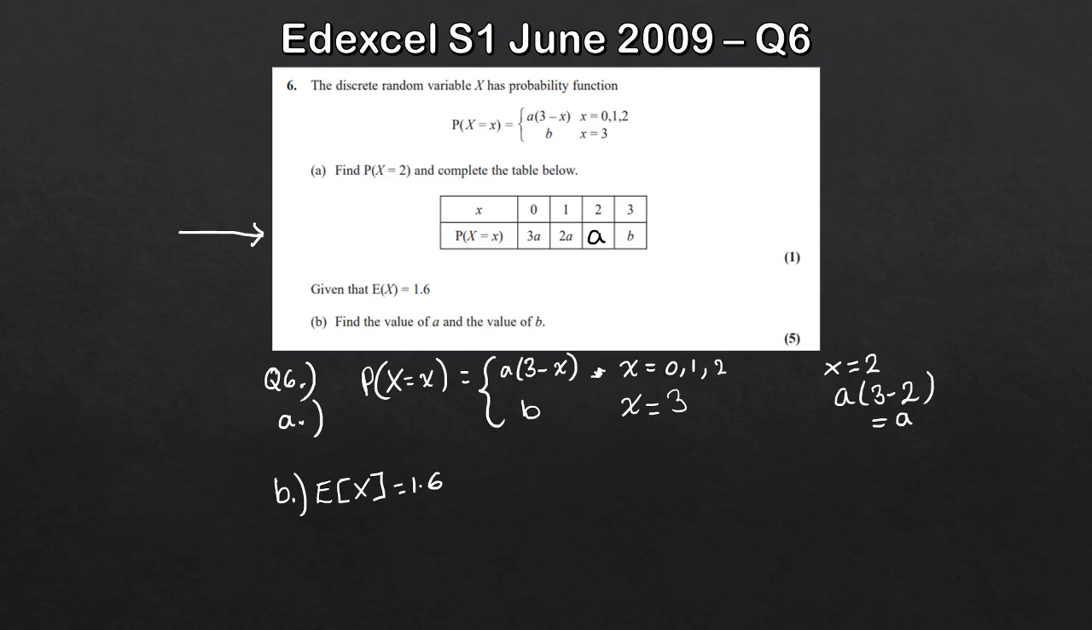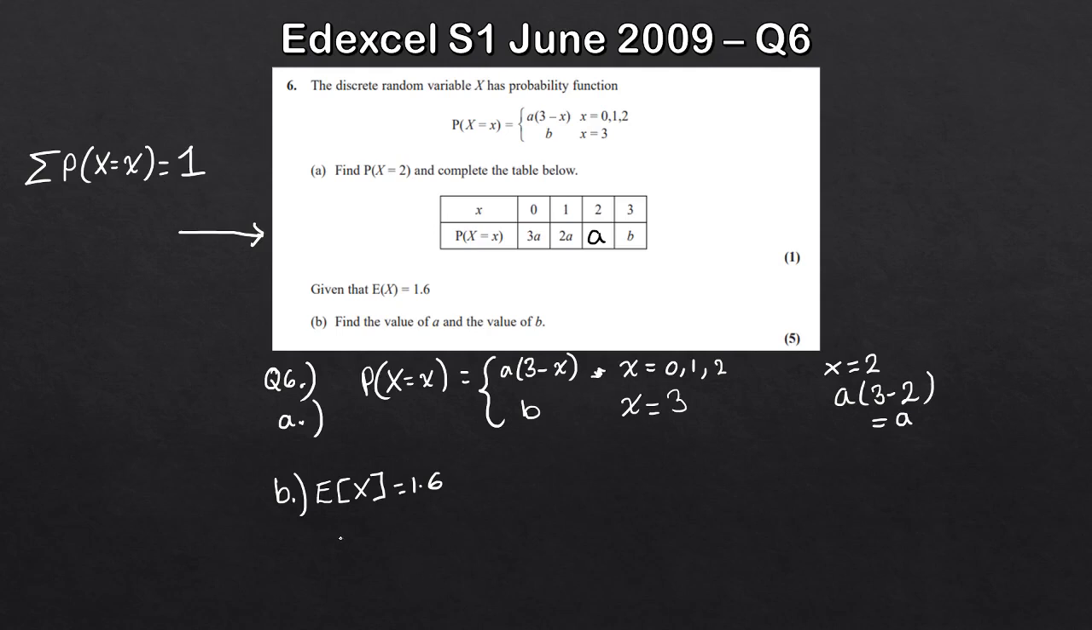And what we can also do is use the fact that the sum of these probabilities must be equal to 1. For any probability function, all the events will add up to 1. So let's start by doing that.